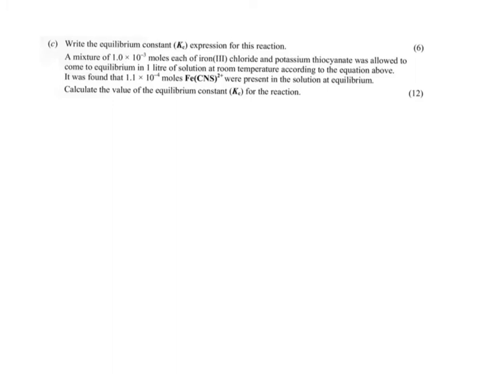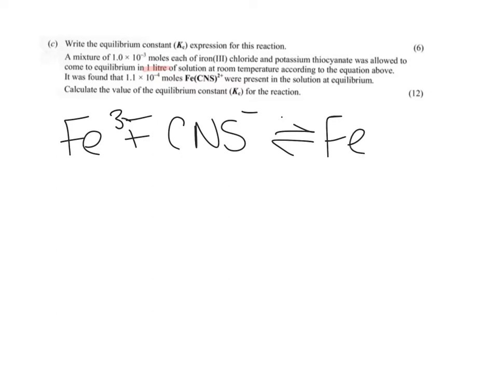Okay, so the question then tells me a mixture of 1 by 10 to the minus 3 moles of iron chloride and potassium thiocyanate were allowed to come to equilibrium in 1 litre. That's going to be an important part, so we're glad that it's 1 litre. It's going to make our life easier, of solution at room temperature according to the equation above. So here's our equation again, and our reversible arrows, and it is 2+ this time. So it was found that 1 by 10 to the minus 4 moles of FeCNS2+ were present in the solution at equilibrium. We want to calculate our equilibrium constant.